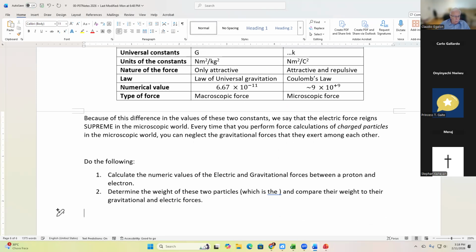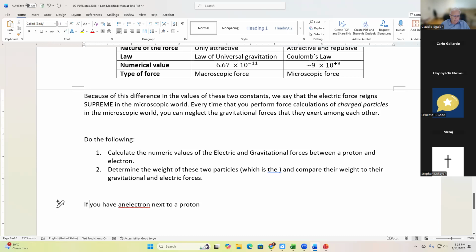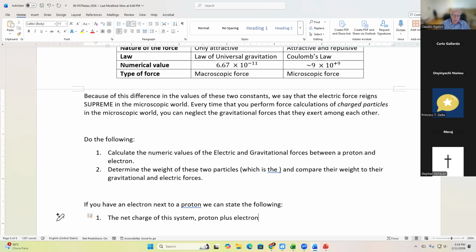If you have an electron next to a proton, we can state the following. One, the net charge of this system, proton plus electron, is zero.